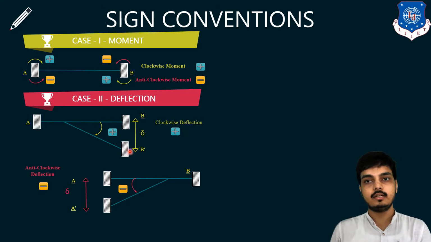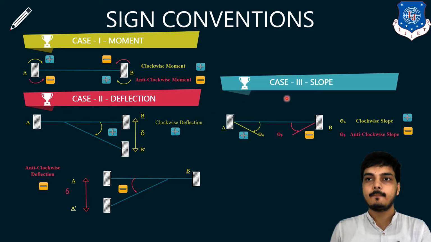Now let us assume that this B is shifted upward. So it will create an anti-clockwise kind of moment, so we have to consider it as negative. And if support A is shifted upward, meaning the deflection is in clockwise direction of A, then we have to consider it as positive. So this we have to keep in mind.